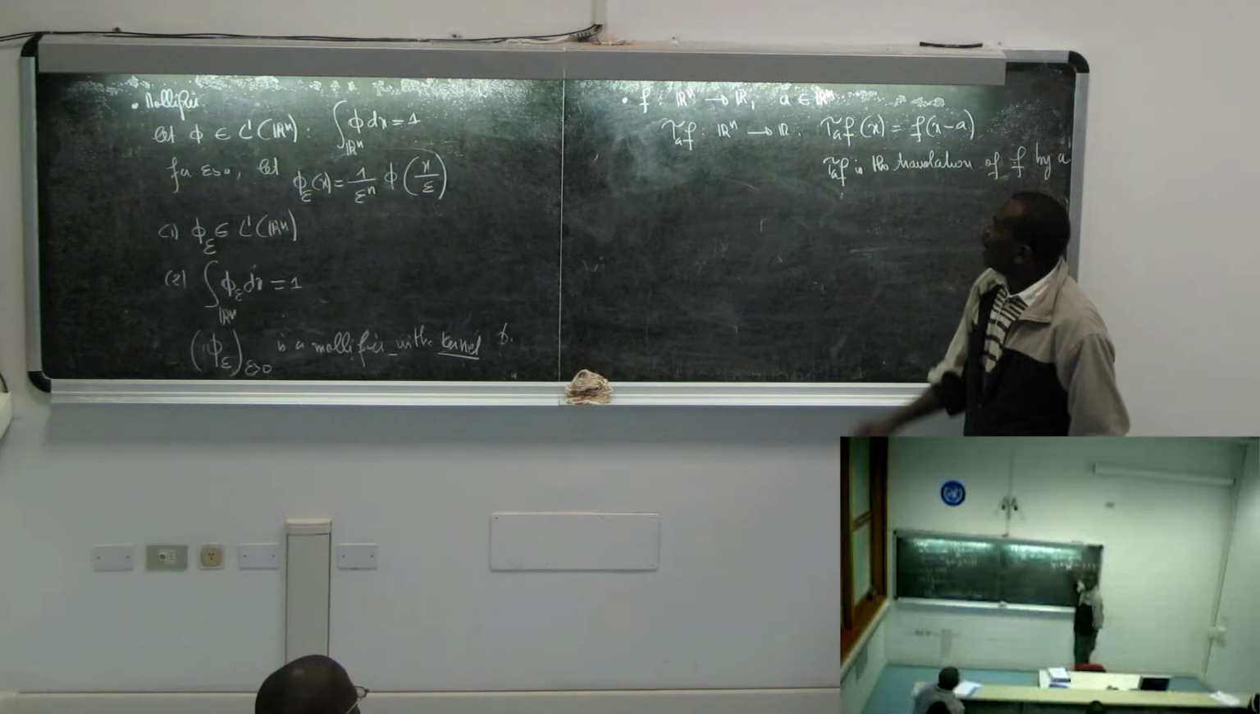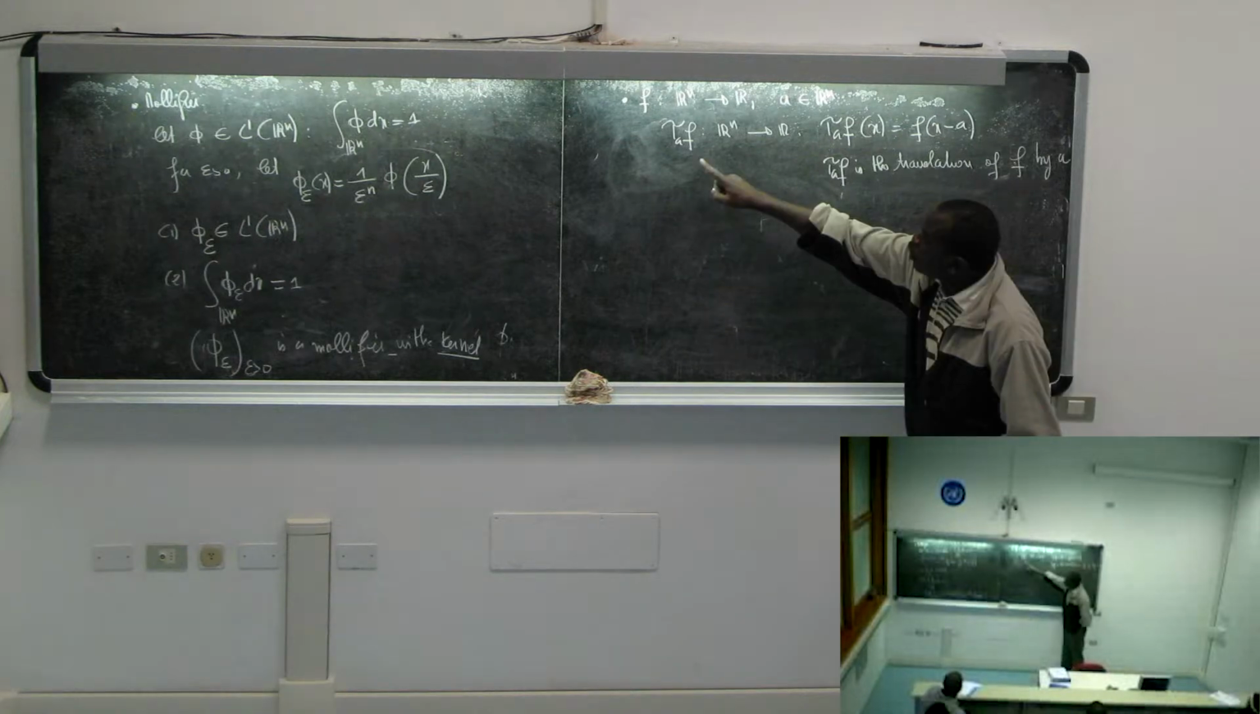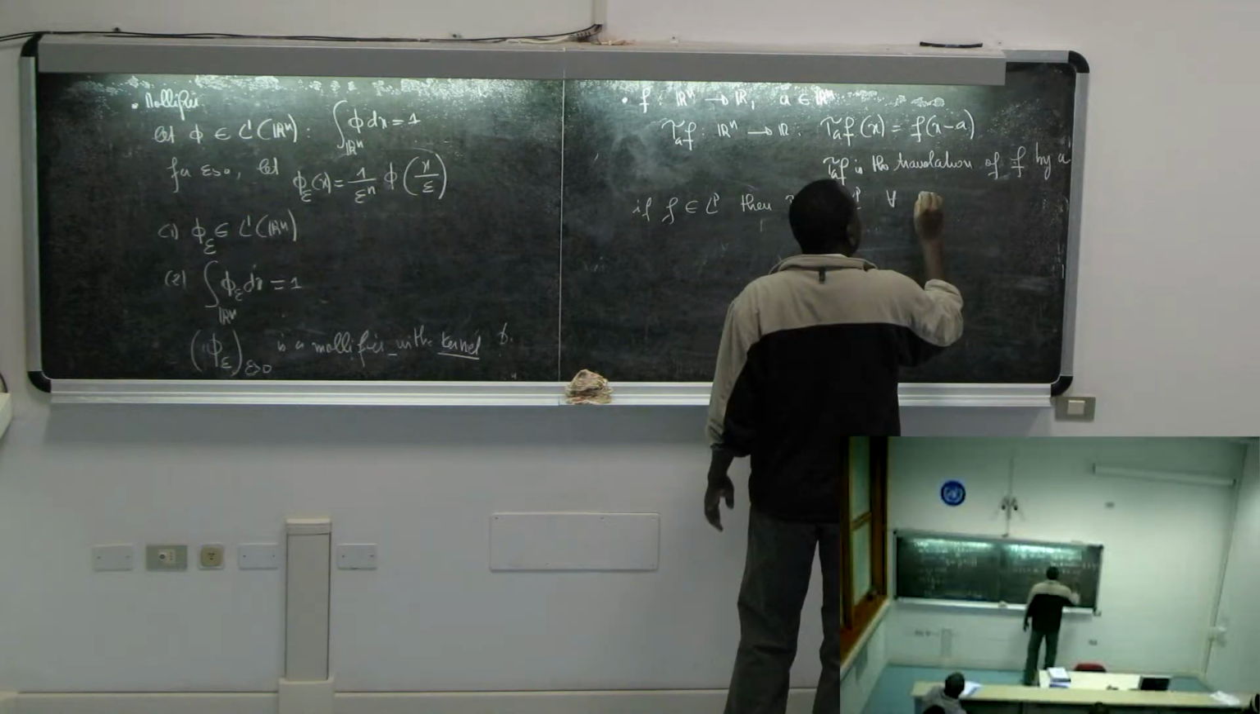Since Lebesgue measure is invariant under translation, if this function f is in LP, then TAF also is a function in LP. And the norm of f is the same as the norm of TAF. So if f belongs to LP, then TAF also belongs to LP for all a, and the norm of TAF in LP is the same as the norm of f in LP.